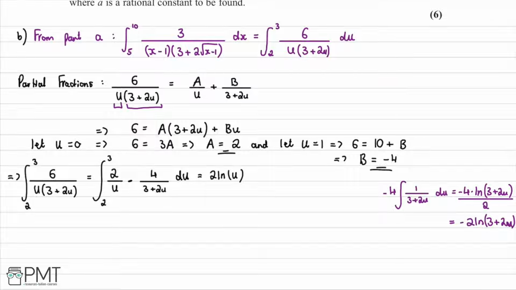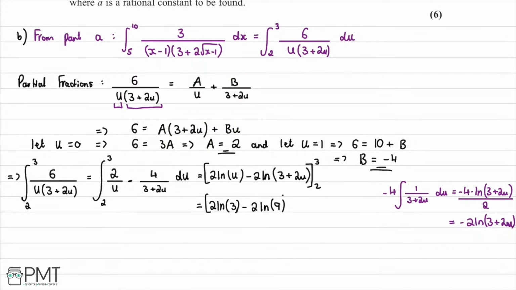So then we substitute this back into our expression, so that's going to be negative 2 lots of ln 3 plus 2u. And then we still have our limits to put in, so we put our brackets around this here, and we have 3 and 2. So then therefore, we'll just keep our equal sign going down, so we'll have 2 lots of ln of 3 minus 2 lots of ln of 3 plus 2 multiplied by 3, which is going to be ln 9. And we have kind of bigger brackets around here.